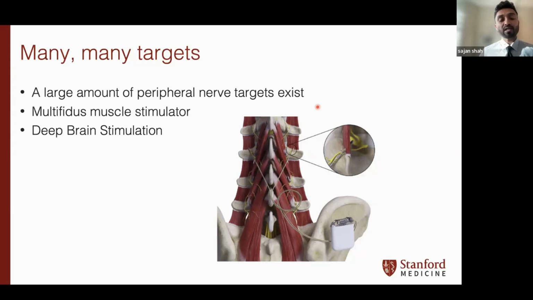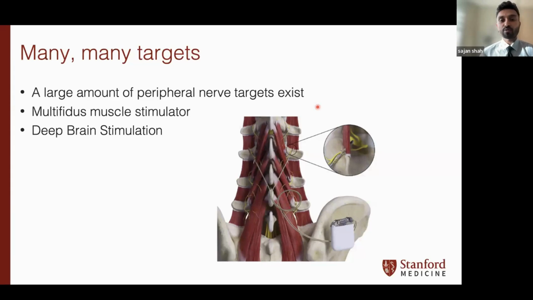Now remember, that's not the only thing. And we will probably find in the future that there are other mechanisms by which these devices and procedures are helping. But for the sake and scope of this lecture, the gate control theory is a focus. And that's why we'll be talking specifically from that lens.